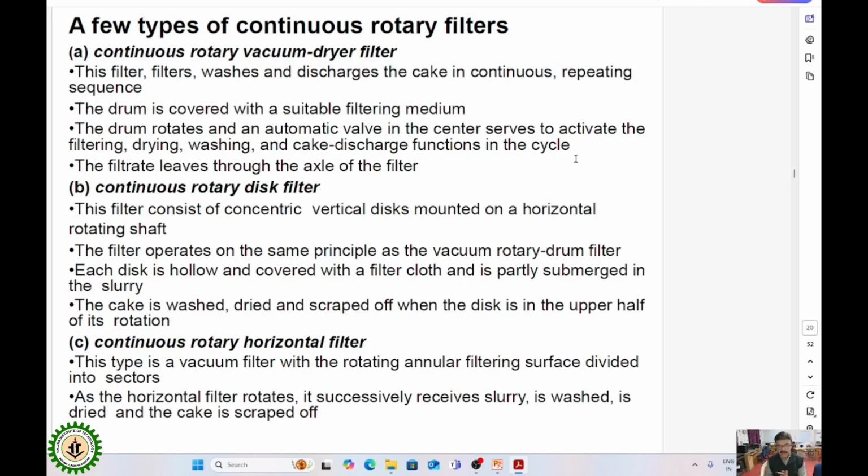Okay, so that's it for today. Next day we will discuss how the rate of filtration is calculated mathematically, what the different influencing parameters are, and how they influence the process of filtration.